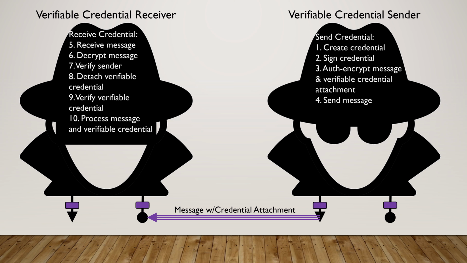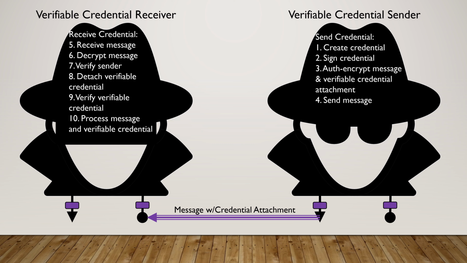On the left, when we receive that auth encrypted message with the verifiable credential attachment, we have, again, a couple extra steps. We receive the message like before, we decrypt it like before, we verify the sender like before. We detach the verifiable credential like before, and then number 9, we verify the verifiable credential. Because we know it has a proof now, we can, optionally but almost always, verify the validity and authenticity of that verifiable credential. And then finally, step 4, we process the message and the verifiable credential received.